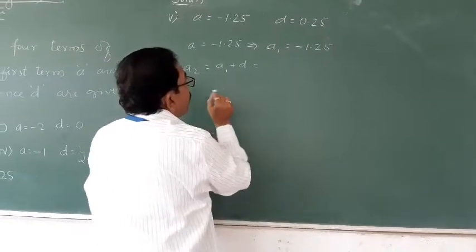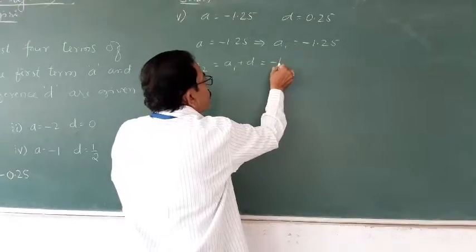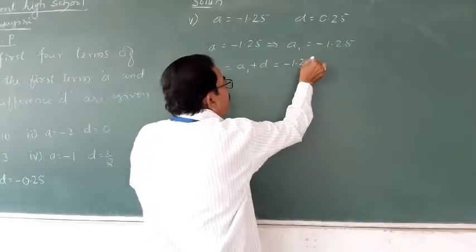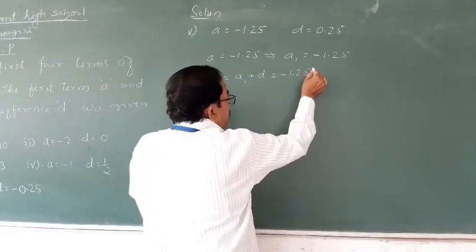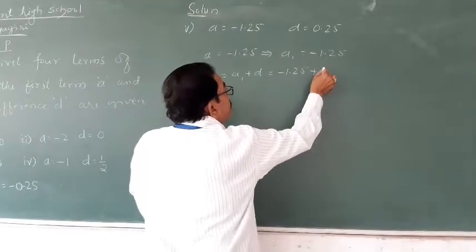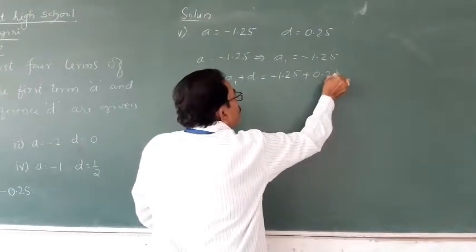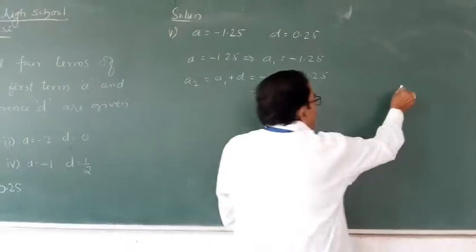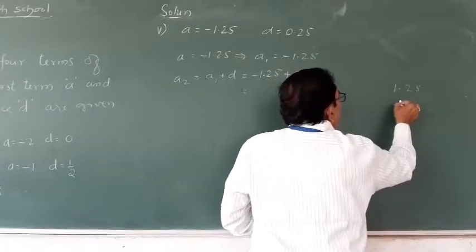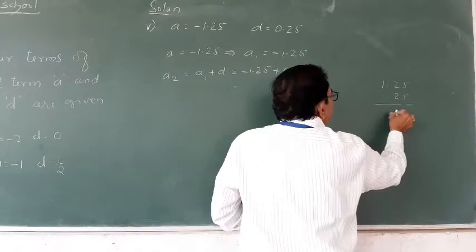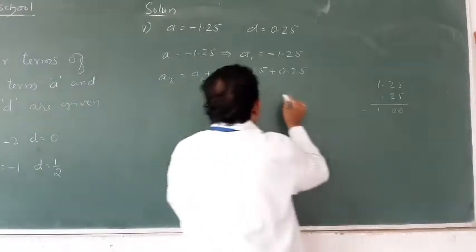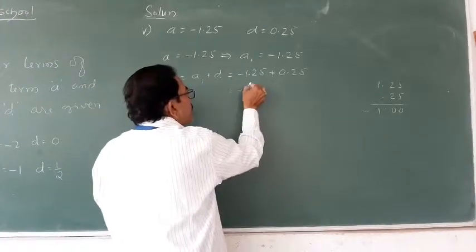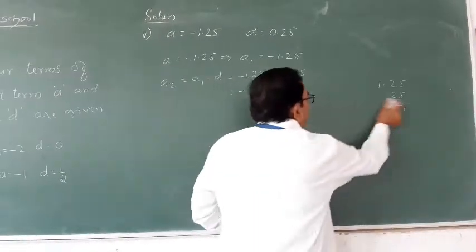A1, how much? Minus 1.25, that is plus D, that is 0.25. That equals, see, 1.25, 0.25, that is subtraction, that is 1. Larger number sign is minus 1. Okay.